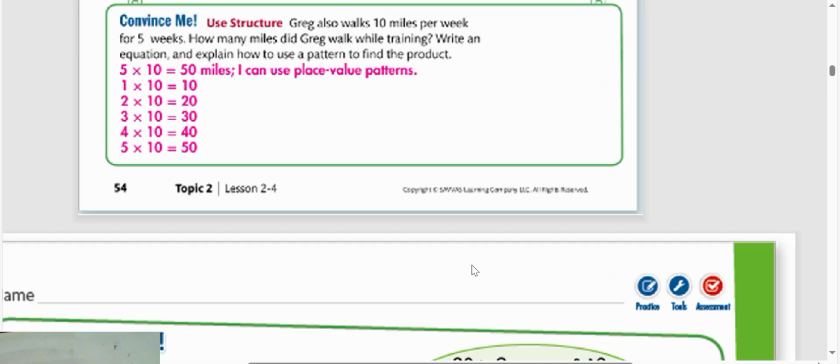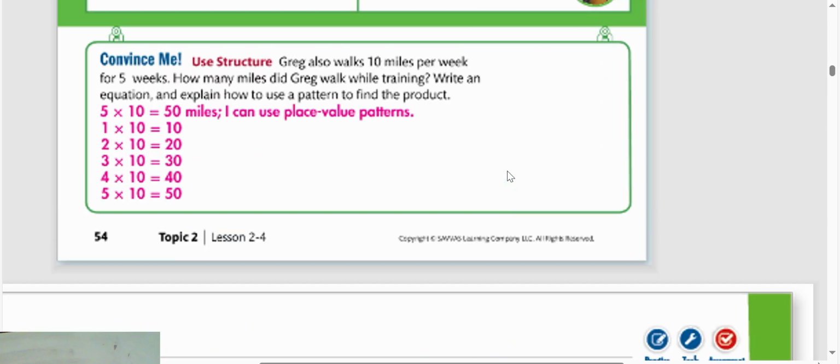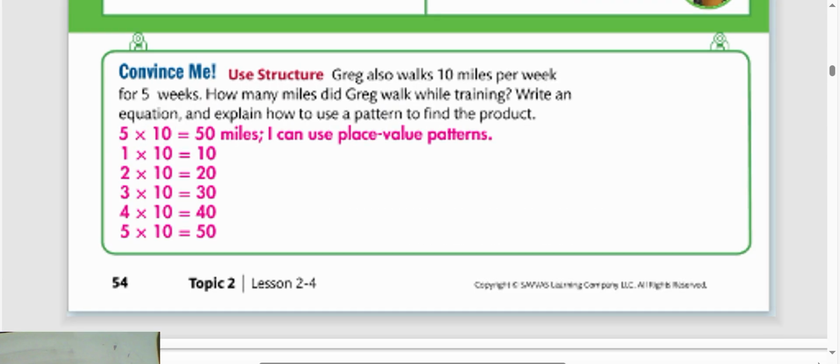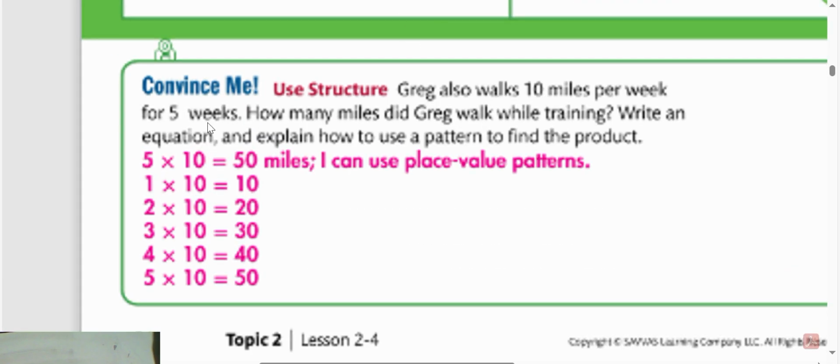Next question. Jiro walks 10 miles per week for 5 weeks. How many miles did Jiro walk? Use the pattern and write an equation to explain how to find it. The result will be 5 times 10 equals 50 miles. I can use place value patterns: 1 times 10 equals 10, 2 times 10, 20, 3 times 10, 30, 4 times 10, 40, 5 times 10, 50, and so on.